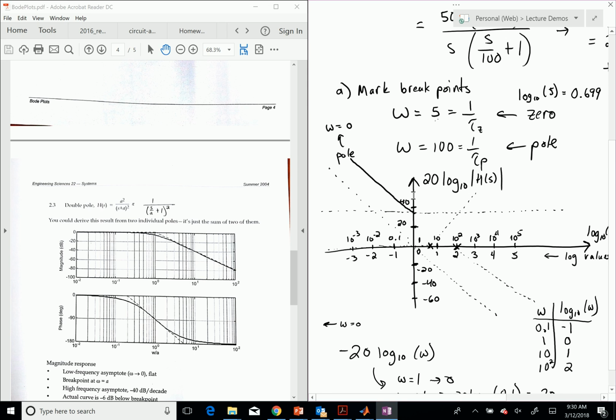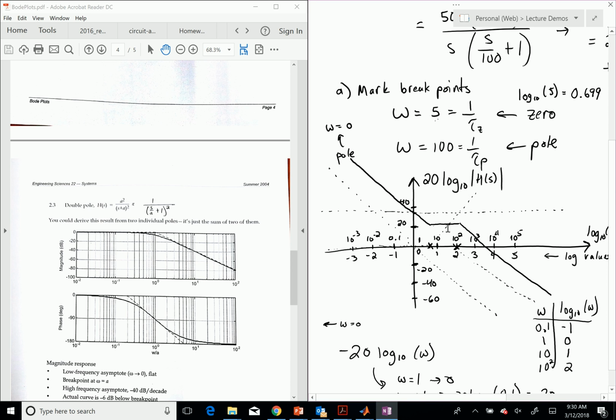Now, it's going to continue that way until I get to the first breakpoint. Okay. So the first breakpoint is about here. Now I hit a zero, and so I'm going to level off. And then here I hit a pole again, and I'm going to start to fall again at negative 20 dB per decade. Okay.